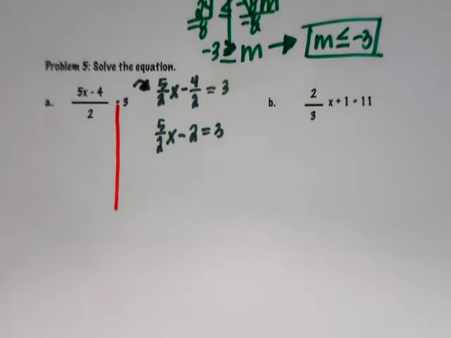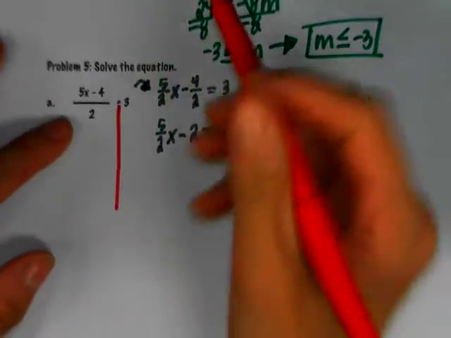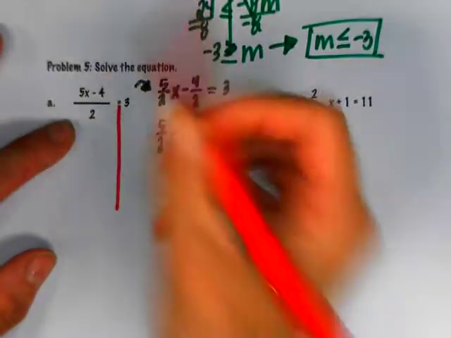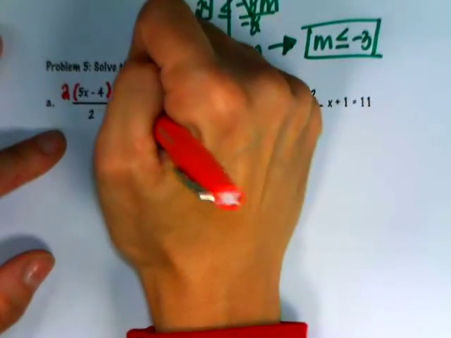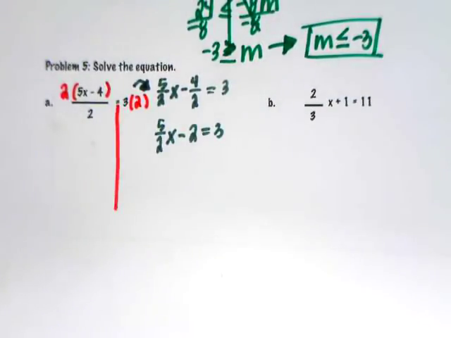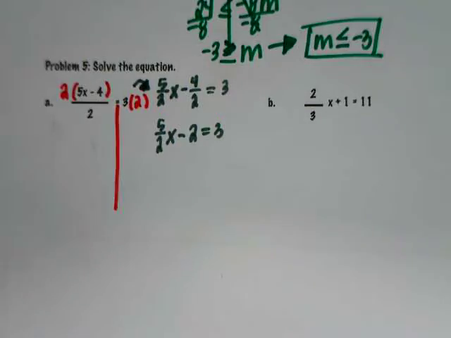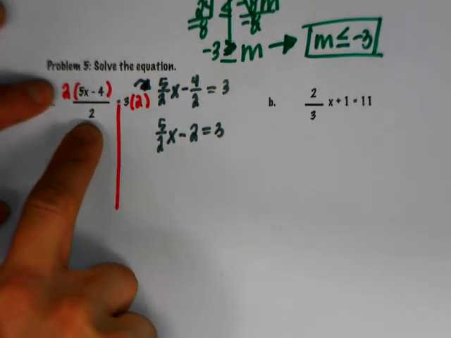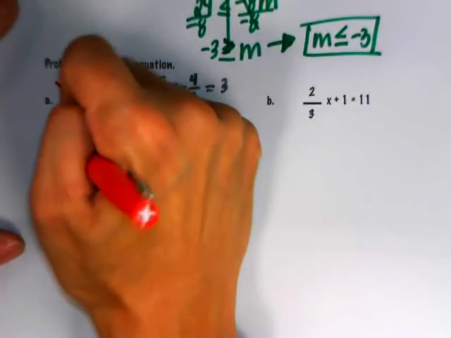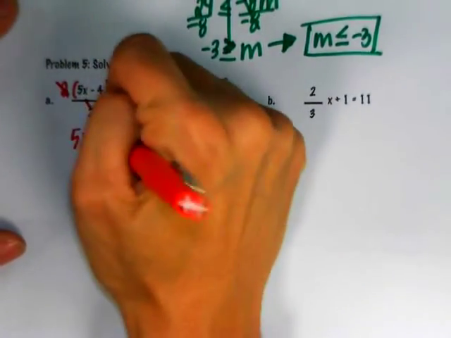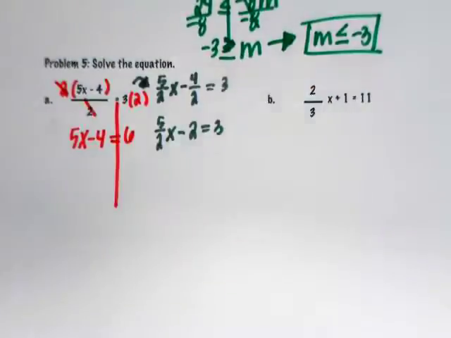So I don't really do it like that. You can if you want to, if you see that, but what I do is since this whole thing is being divided by 2, I'm going to multiply the whole top by 2, like that. And then what's 2 divided by 2? 1. So it's like it never happened. So you get 5x minus 4 equals 3 times 2, which is 6.